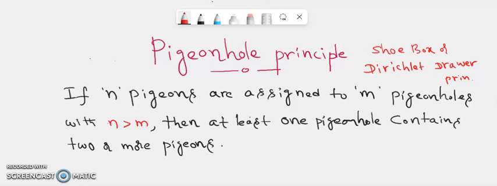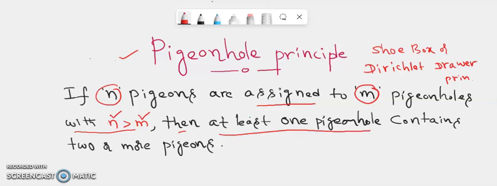Pigeonhole principle states that if n pigeons are assigned to m pigeonholes, with the condition here that the number of pigeons is always greater than the number of pigeonholes, then at least one pigeonhole must contain two or more pigeons.